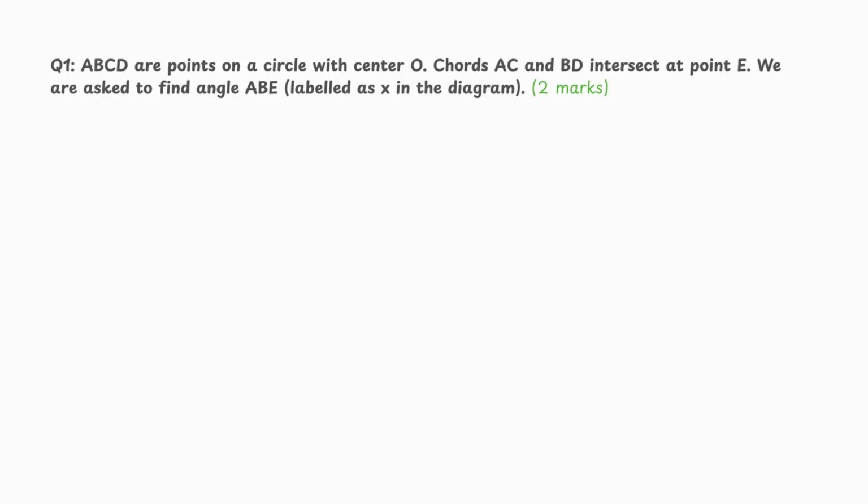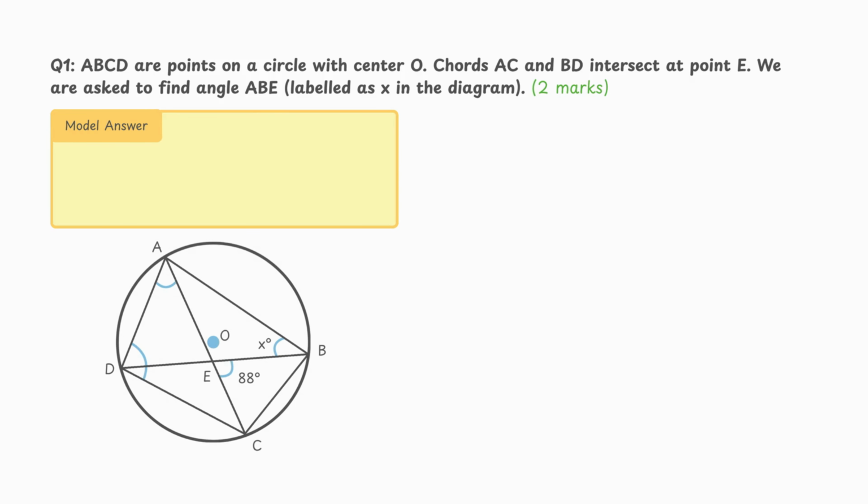Question 1. ABCD are points on a circle with center O. Chords AC and BD intersect at point E. We are asked to find angle ABE, labeled as X in the diagram. This question is worth 2 marks, so let's go step by step and focus on understanding the structure first.